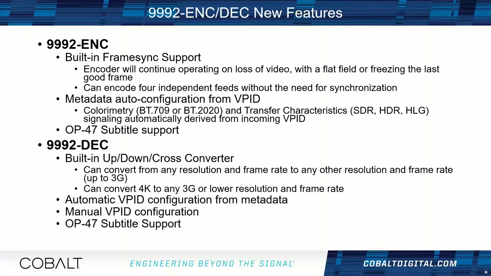In the 9992 decoder, we added a built-in up-down cross-converter, a very good cross-converter for free. It doesn't cost anything more. You can convert any 4K or 3G to any 4K and lower to 3G or lower resolution and frame rate. It doesn't go up to 4K, but you can take any resolution and go to 3G or any frame rate, and it's going to do it for you, again, included at no cost.